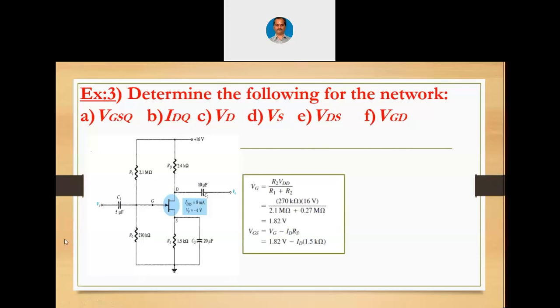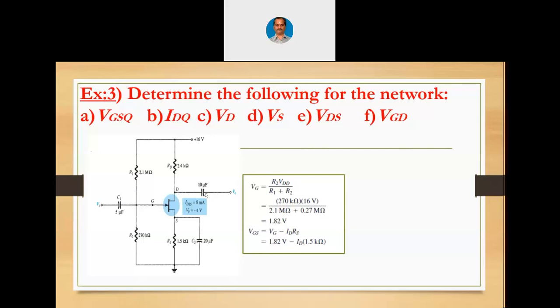We can find out VG is R2 into VDD divided by R1 plus R2. Substitute all these values here. You will get VG equals 1.82 volts. Now that is fixed. Now VGS you can find out by substituting this value: VG minus IDRS, 1.82 minus ID into 1.5 kilo ohms. Now we have the transfer curve.